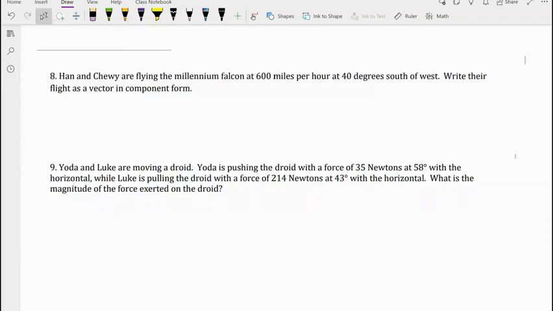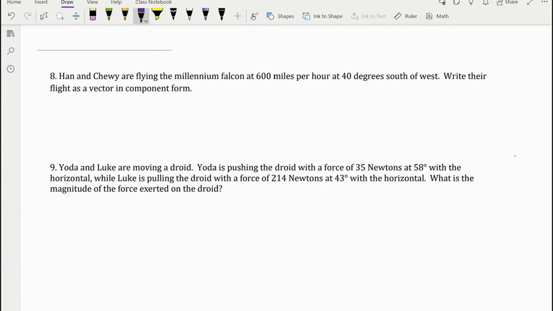So, for this next section, you're going to be working on using vectors in applications, and they're typically physics questions. So you'll see things like force, and that's a measurement, and you'll also have some of these flight with direction problems. So let's go through a few of these. Han and Chewie are flying the Millennium Falcon at 600 miles per hour at 40 degrees south of west. Write their flight as a vector in component form.